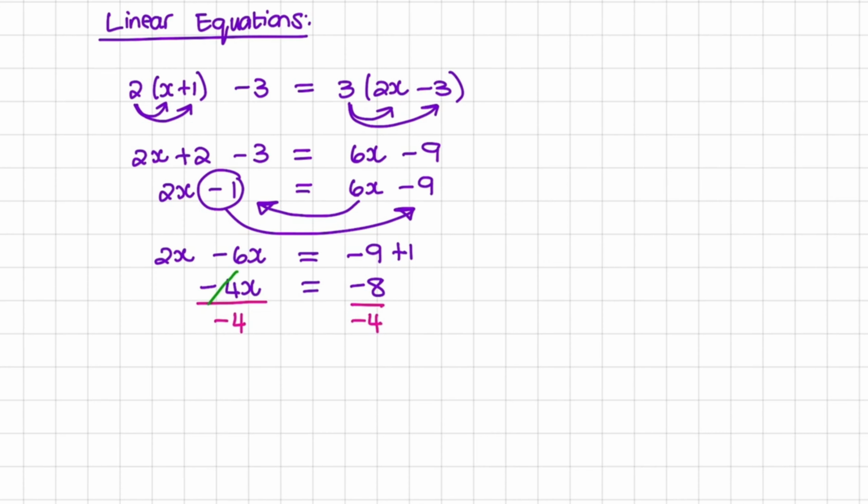So on the left, the negative 4's would cancel out. So I'm left with x, and that is equals to 8 divided by negative 4, which would be plus 2.